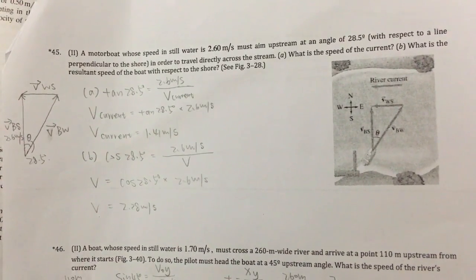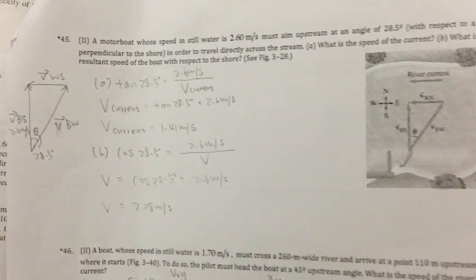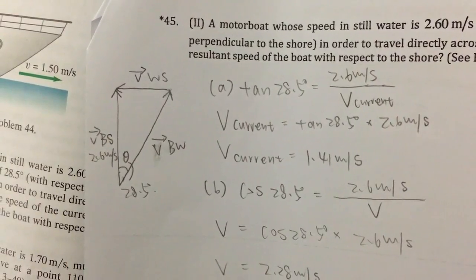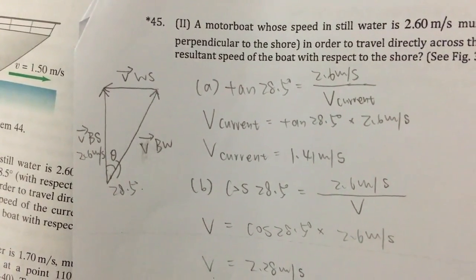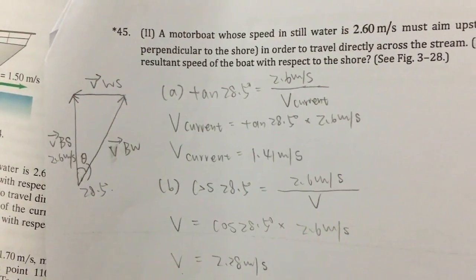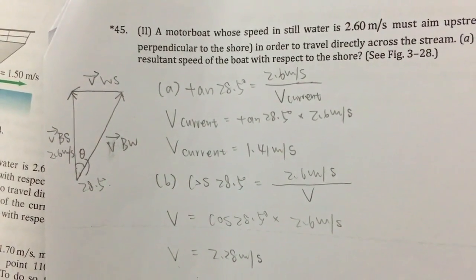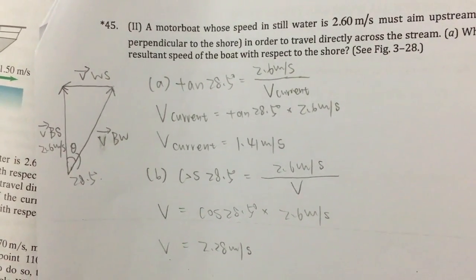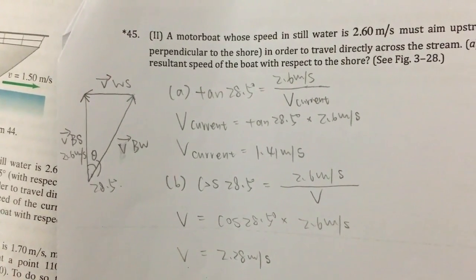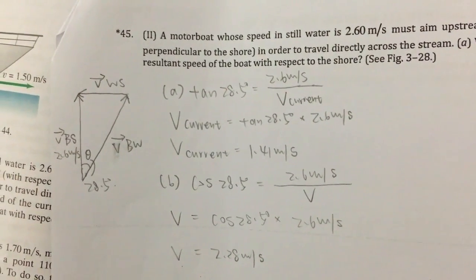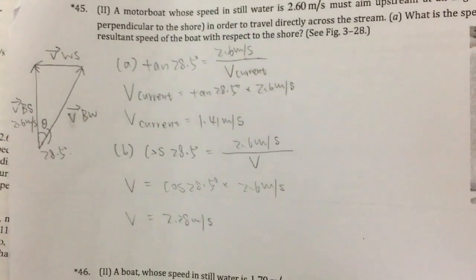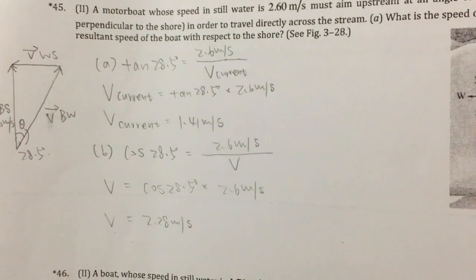Now first, let's take a look at the picture. This is a simple diagram for this question. As you can see, the initial speed of the motorboat is 2.6 meters per second, and the angle is 28.5 degrees. Now let's take a look at the first question.